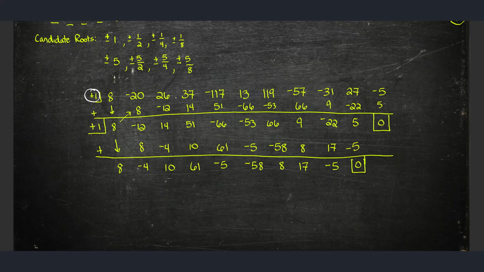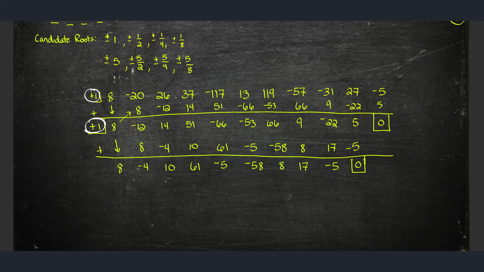And you see, we actually arrive at another remainder of 0. That means that we have 1 being a 0 of multiplicity 2. Well, that's great. Now we know that x minus 1 factors out twice. x minus 1 times x minus 1, or x minus 1 squared. So we are really starting to speed up the factoring process here.